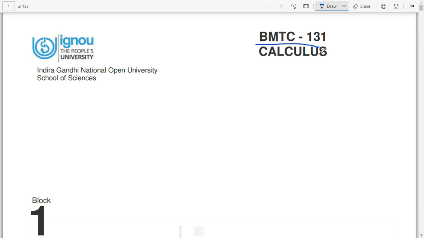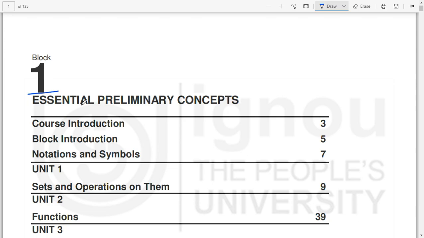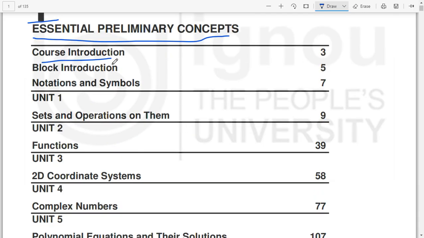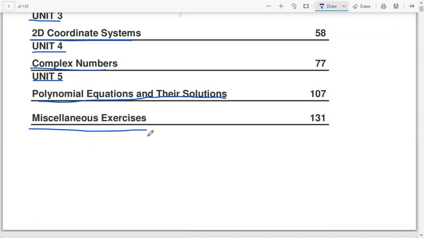BMTC 131 Calculus. Block 1: Essential Preliminary Concepts. Course Introduction. Block Introduction. Notation and Symbols. Unit 1: Sets and Operations on Them. Unit 2: Functions. Unit 3: 2D Coordinate Systems. Unit 4: Complex Numbers. Unit 5: Polynomial Equations and Their Solutions. Miscellaneous Exercises.